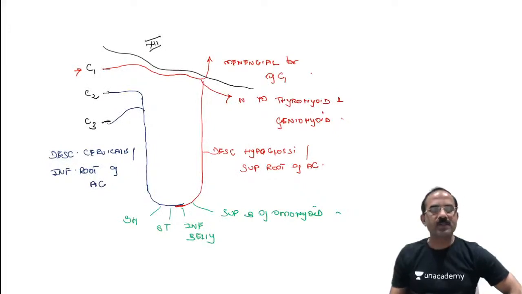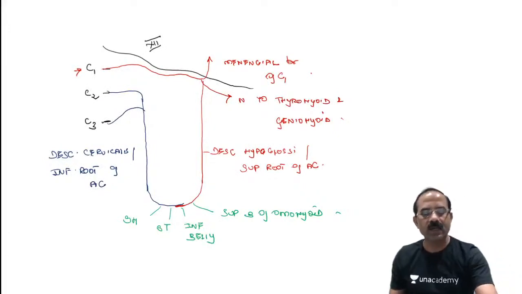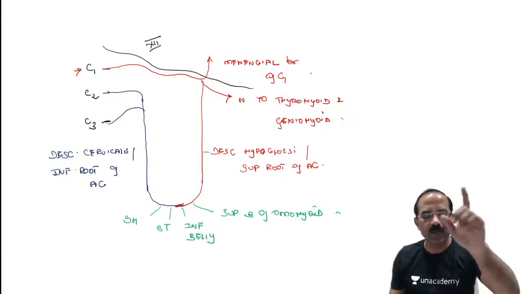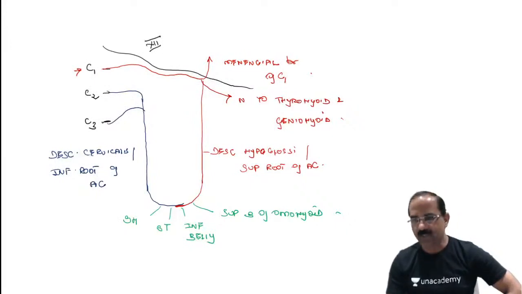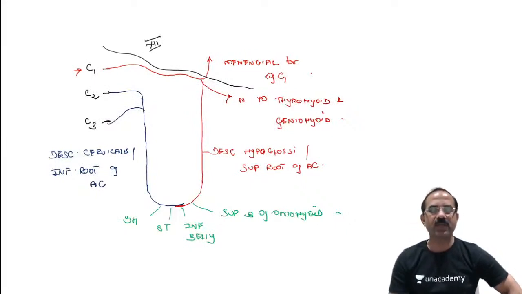So which strap muscle is not supplied by ansa cervicalis? Anyone? Which strap muscle is not supplied by ansa? Yes, Nirupam. Which is that strap muscle not supplied by ansa cervicalis?